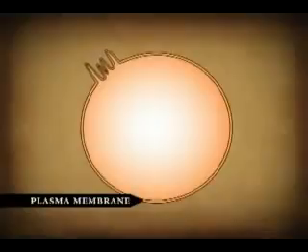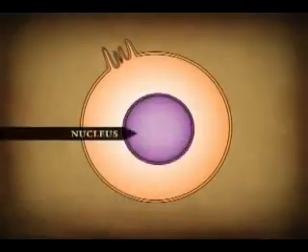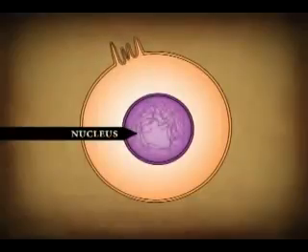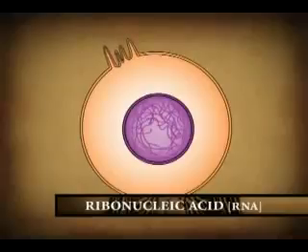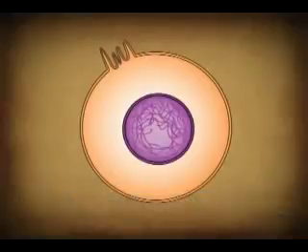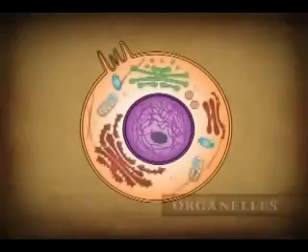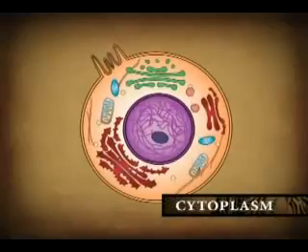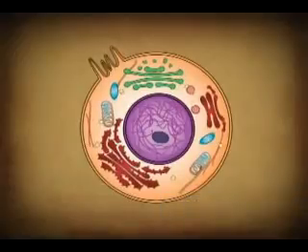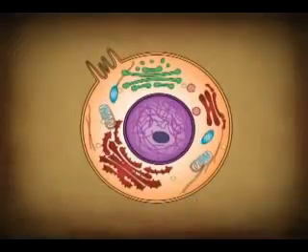Although our cells differ in many respects, they all have certain characteristics in common. First, they all have a plasma membrane, the thin outer layer that separates the cell from its environment. Most also have a nucleus that contains their genetic material called deoxyribonucleic acid, or DNA, and ribonucleic acid, or RNA. Cells also contain specialized structures called organelles and the semi-fluid cytoplasm that surrounds the organelles and nucleus. Let's take a closer look at each of these cell components and find out what they do.